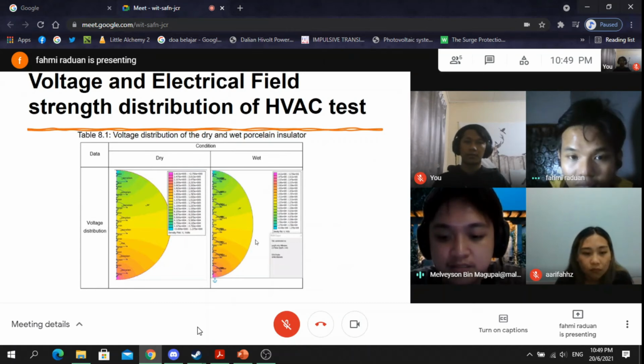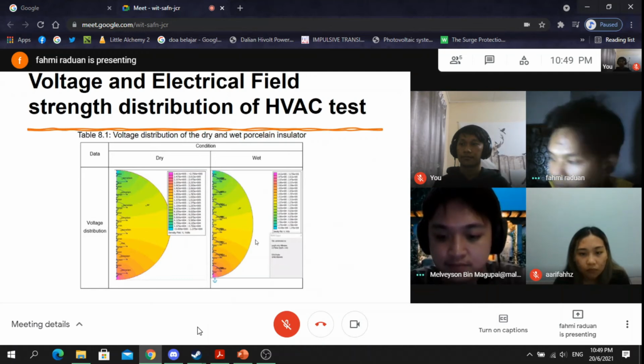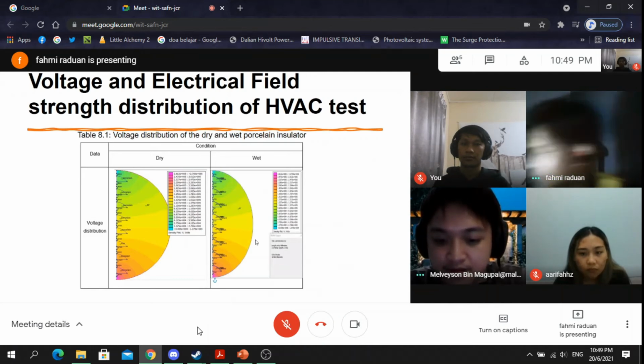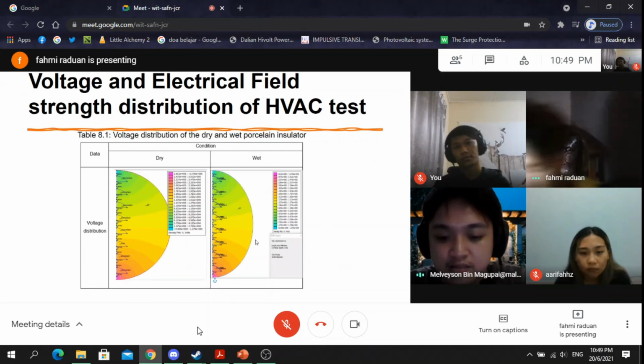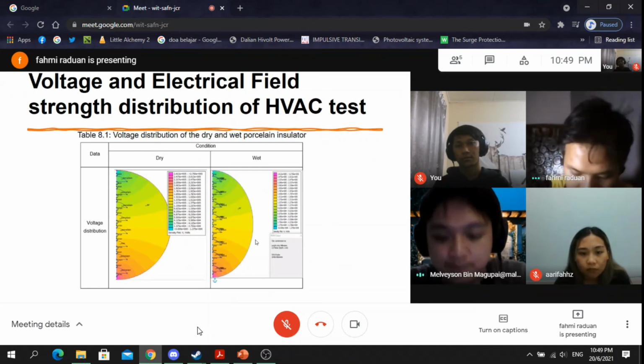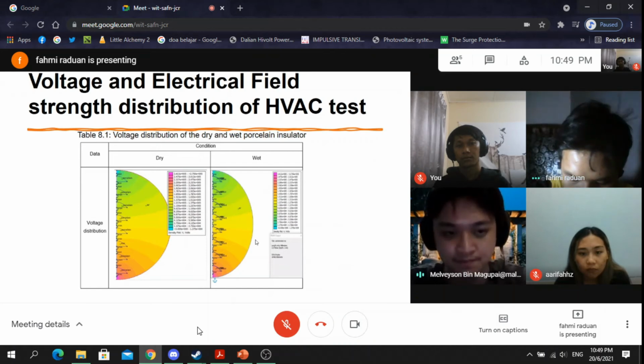2.750 E plus 005, and the lowest is at the top part of the insulator, which is 1.375 E plus 004. Pink color indicates that the area has high voltage distribution, while yellow indicates that the voltage distribution is moderate, and turquoise color indicates the lower distribution of voltage.